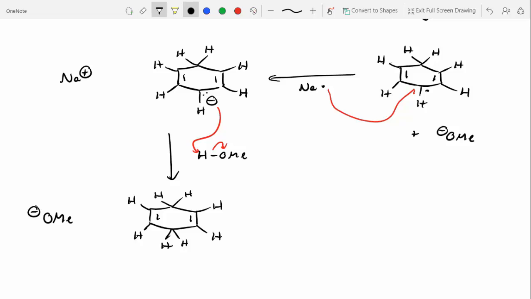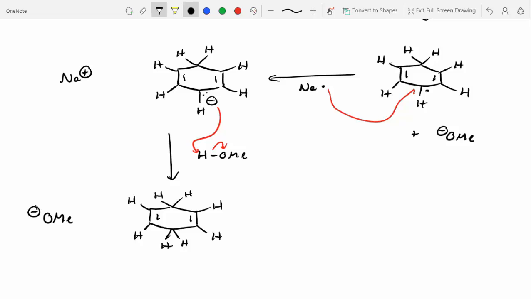Yep. Cyclic diene, could you do H2 and catalyst to reduce that further? Yeah, absolutely. So we could take this and reduce it further using relatively gentle reduction techniques.